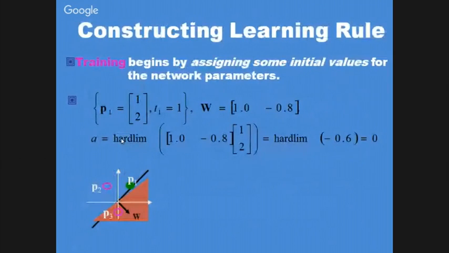Now let us start. Now P1 is equal to [1, 2] and the target is equal to 1. We are considering that W, or the weight, is equal to [1, -0.8]. That we are taking into consideration. Now how to calculate? Again we have to do the multiplication and the summation.